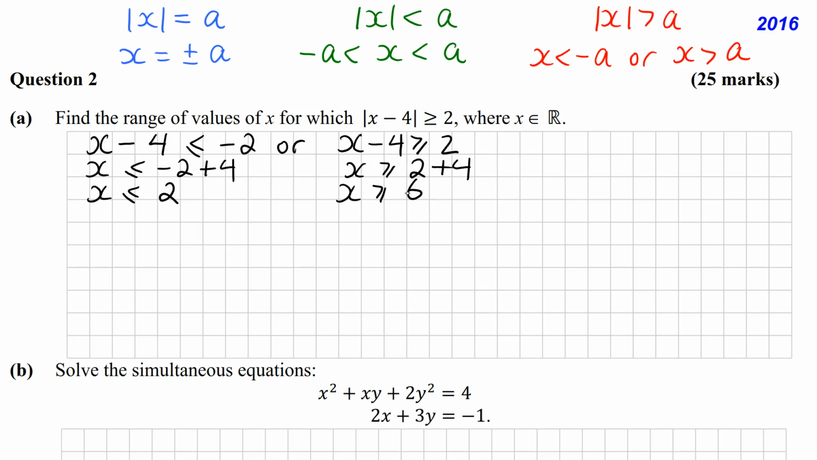Okay, so this implies then that our answer is that x is less than or equal to 2, or x is greater than or equal to 6. Now those can't be combined because they're in two different regions. So this is not necessary, but what are we looking at here in terms of a graph?